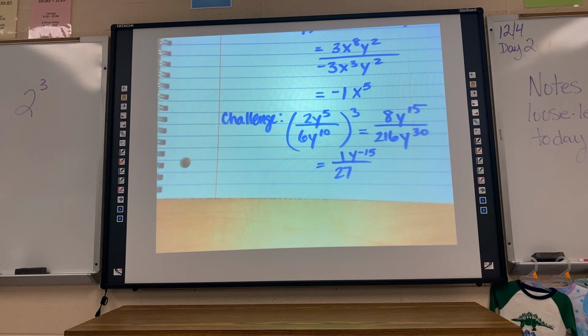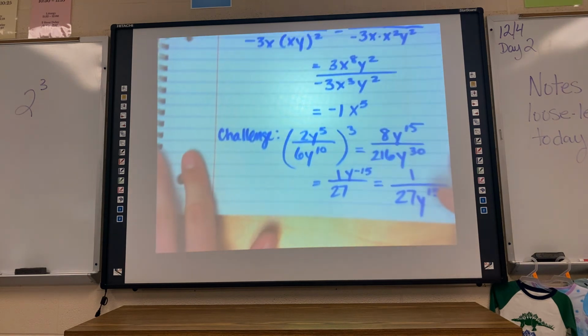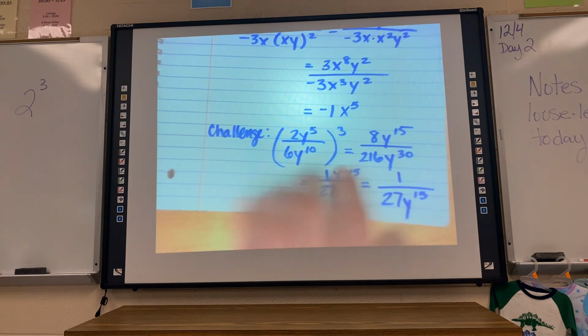But we can't have negative exponents. We talked about this earlier. So this becomes 1 over 27y to the 15th. Okay, wherever you have the negative exponent in the numerator, I move it to the denominator, and it becomes positive. That's not magic, it's mathematically correct. But for your purposes, just know that you move it and it negates it.